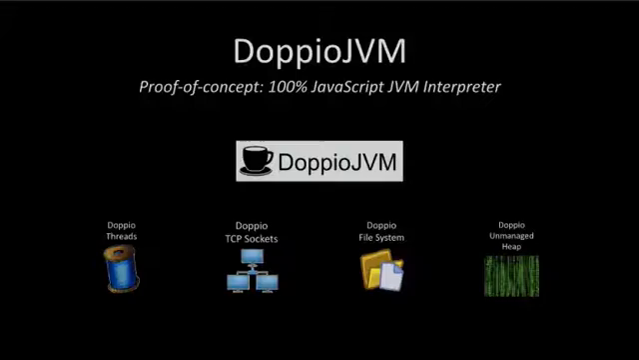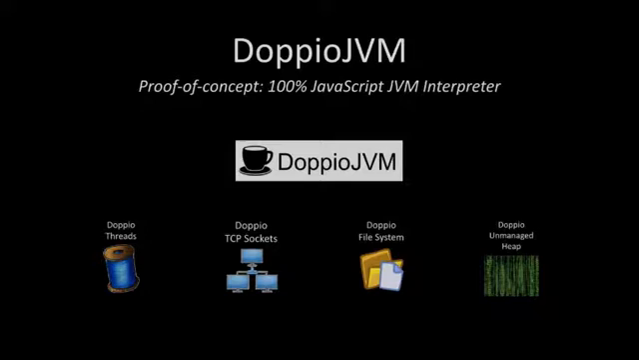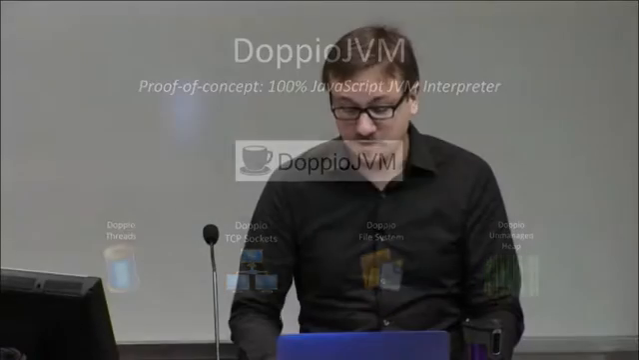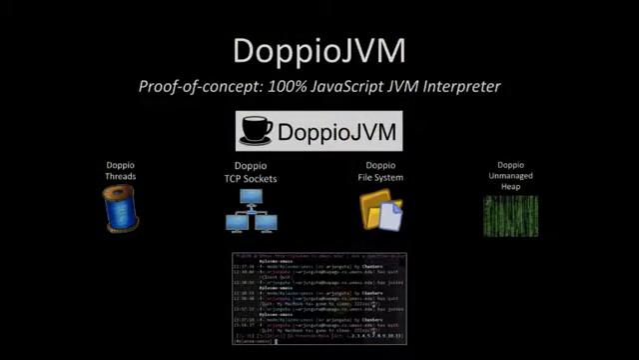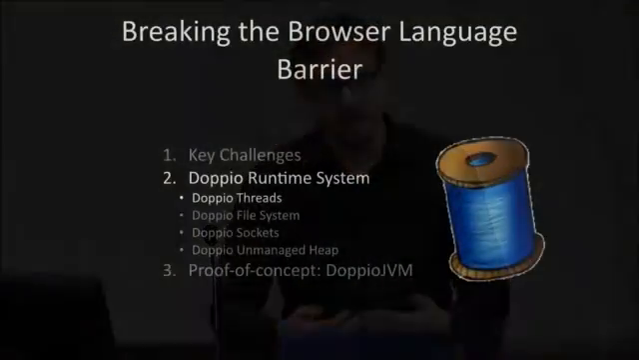Using this infrastructure in Doppio, we built Doppio JVM, which is a proof-of-concept Java virtual machine interpreter written in 100% JavaScript that can run unmodified programs straight from their jar files. And Doppio JVM contains all of the features required to bring our chat client to the web. So I've discussed all those components. Now let's talk about each of them.